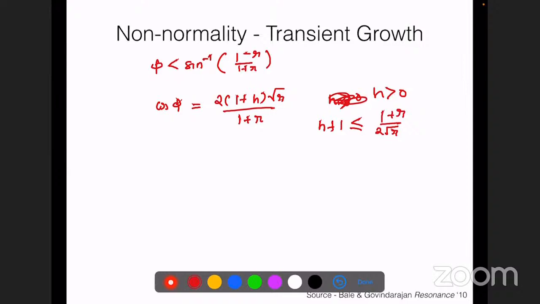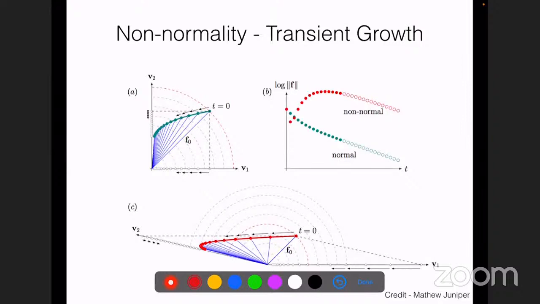So if you have this criteria, some specific algebraic criteria involving r, which is the ratio of lambda 2 by lambda 1, you will find that there is a possibility of your resultant growing in time. And this is what it would look like. So if you consider the perfectly orthogonal arrangement where phi is 90 degrees, then one of the vectors is shrinking, the other is also shrinking, and the resultant actually nicely shrinks.